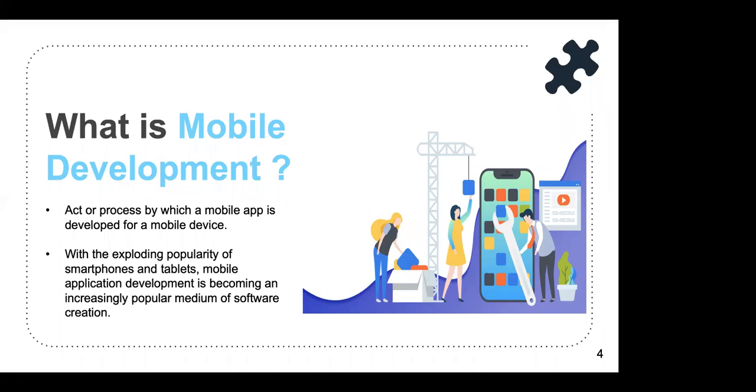So what is this mobile application? As I mentioned, it makes our life easy. Mobile applications can be developed by mobile developers and other developers. But what is actually mobile development? Mobile development is the act or process by which a mobile app is developed for a mobile device. Simply, we can say that mobile development is creating applications for specific devices.